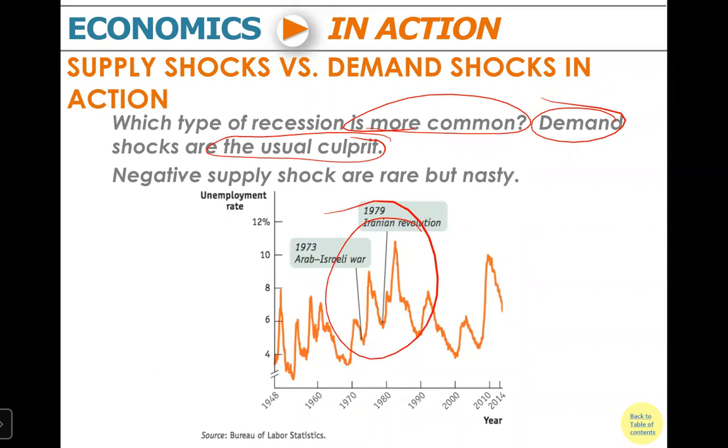In the 1970s, because of the Iranian Revolution and the Arab-Israeli war, there was a sharp decline in the supply of oil. But oil, at least at that point in time, was extremely important for manufacturing and for the modern economy. So that was considered a big negative supply shock.